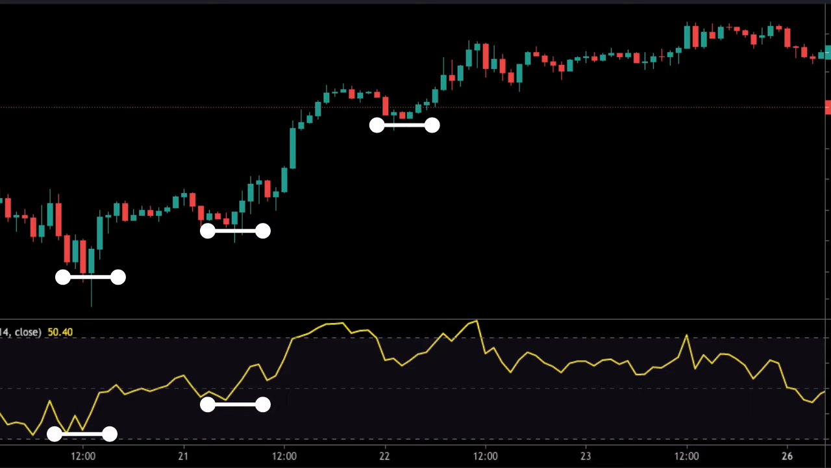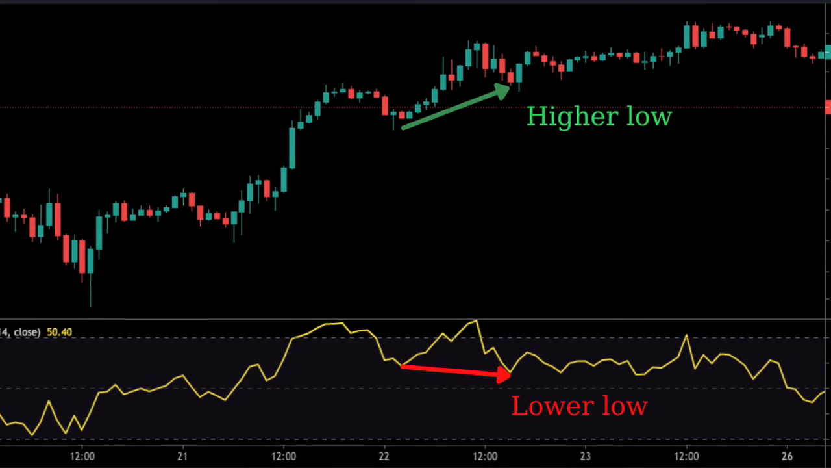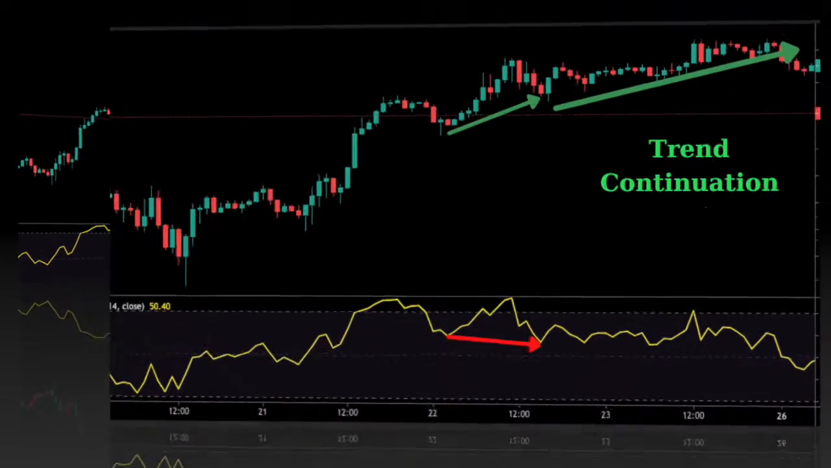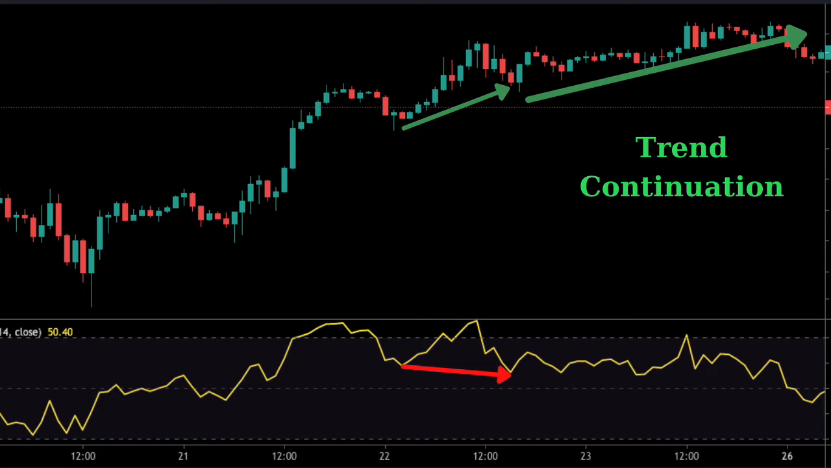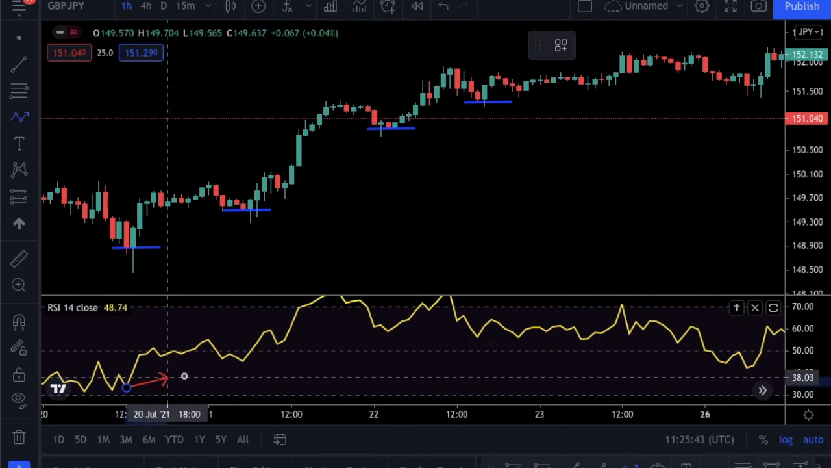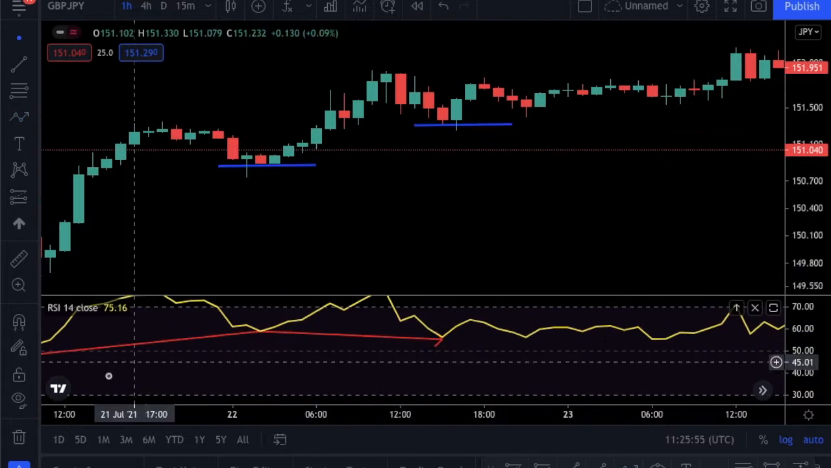The RSI line is following the same pattern at first, but here on the fourth higher low, you can see that the RSI indicator makes a lower low. It is called the hidden RSI divergence. It is way different than the regular divergence because it indicates that trend is most likely to continue. We will use the hidden divergence to hop on trends.